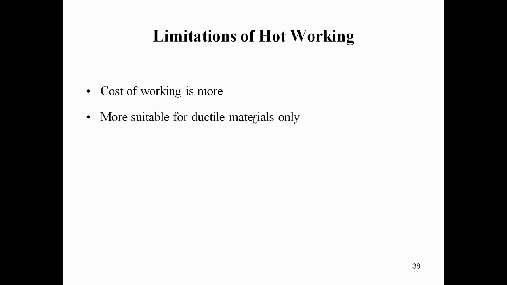Now we are going to discuss the limitations of hot working. The cost of the working process is high. It is most suitable for ductile materials only. Intermediate annealing is required for this process. The next process is cold working processes.